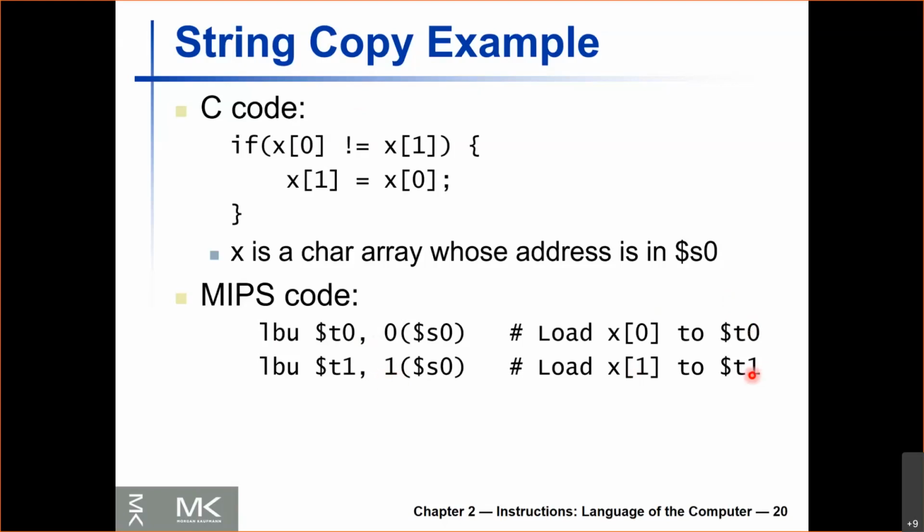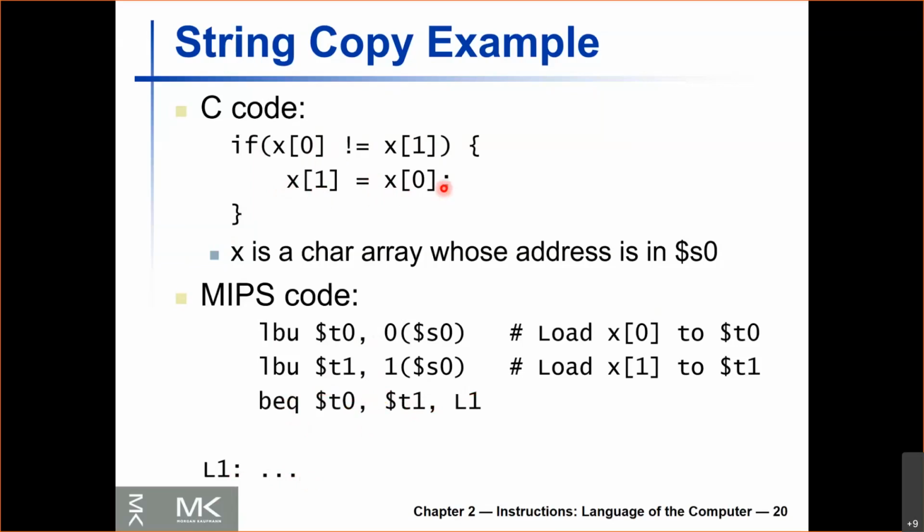What do we need to do now? We need to compare them, right? If they are not equal, we're just going to continue to execute the next instruction. If they are equal, we're going to branch and skip the body of the if. So we're going to use branch if equal t0 and t1. If they're equal, we're going to skip over to a label L1 that is after the body of the if statement. If they are not equal, then we're going to move on to execute the body of the if statement. And now how do we do x[1] equals x[0]?